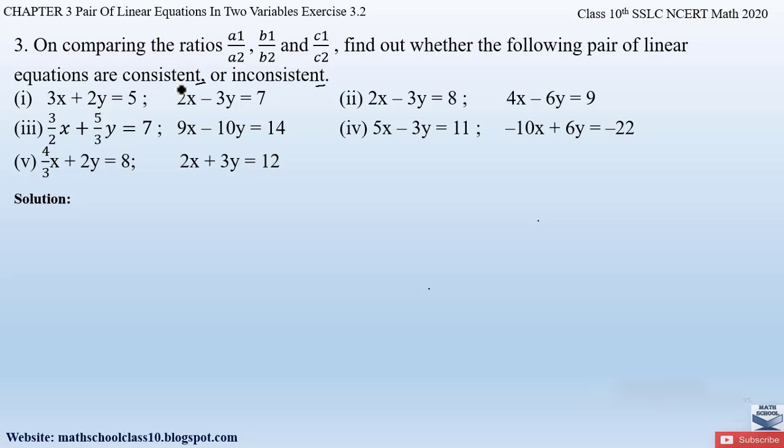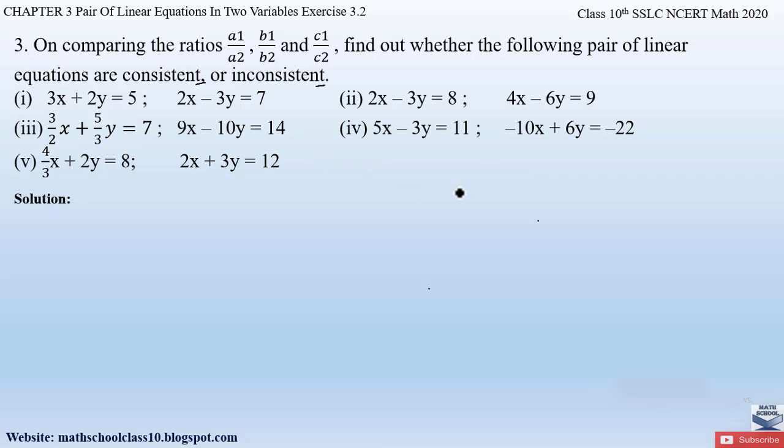What is the meaning of consistent or inconsistent? Consistent means the pair of linear equations gives us a solution. It can be a unique solution or it can be a number of solutions. For example, the intersecting lines and the coincident lines give us a solution, whereas the parallel lines are inconsistent because there is no solution when we graphically plot a pair of parallel linear equations, right? I have already explained this in my previous videos and also in the introduction part of exercise 3.2, so do watch those videos before solving these problems.